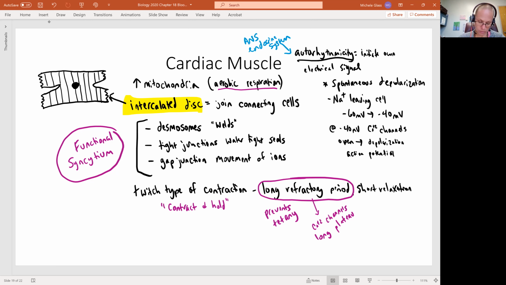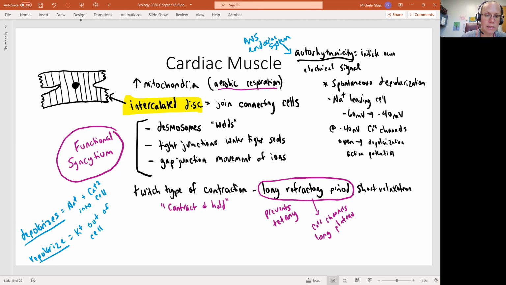When we talk about the long refractory period and then the short relaxation, we'll see that it's going to be potassium ions that are leaving the cell in order to repolarize the cell. So it's a movement of sodium and a movement of calcium ions that depolarize the cell. So let's write this down. When we talk about a cell being depolarized, that is stimulated. That's happening from the movement of sodium ions and/or calcium ions into the cell. And when we talk about the cell returning to rest, we call that repolarizing. And that's going to be the movement of potassium ions out of the cell.